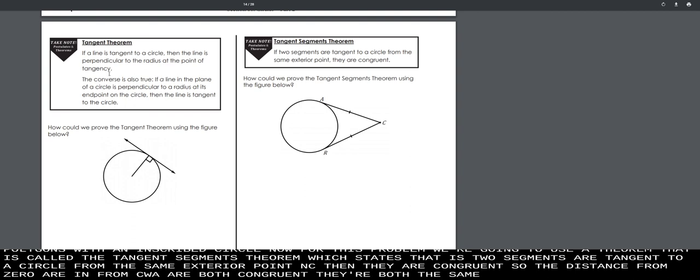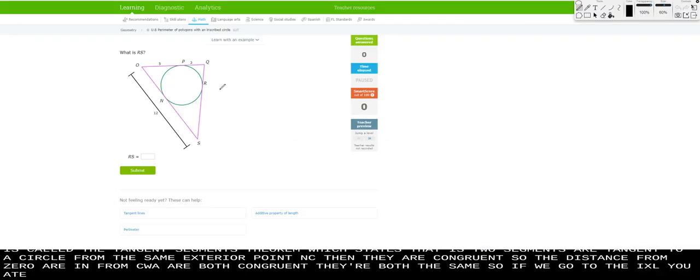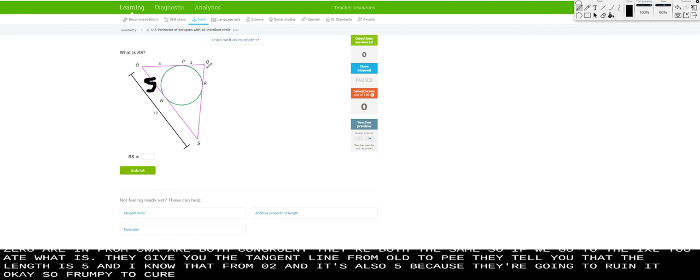They're both the same. So if we go to the IXL U8, notice that they give you the tangent line from O to P. They tell you that the length is 5. Then I know that from O to N, it's also 5 because they're congruent. So from P to Q is 3, so from Q to R is also 3. And I'm going to make this a little smaller. It's too big.